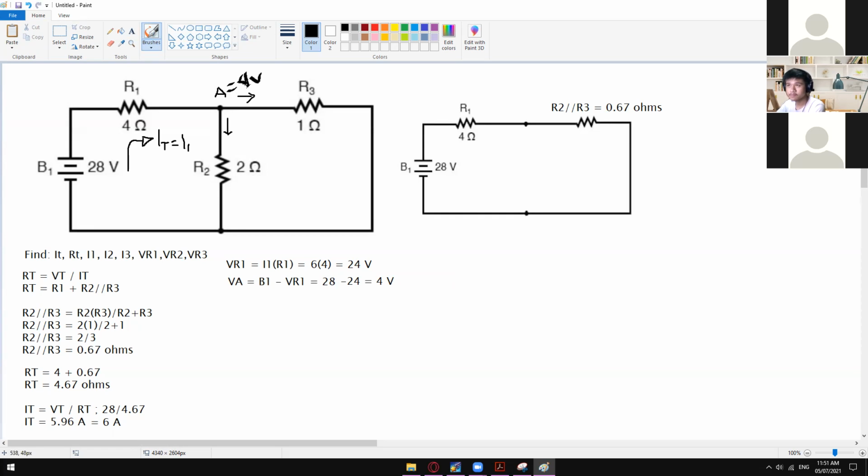All right. So are you guys able to follow? And how did we get this 4 volts right here?